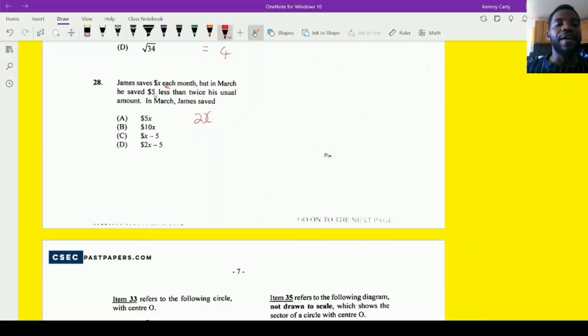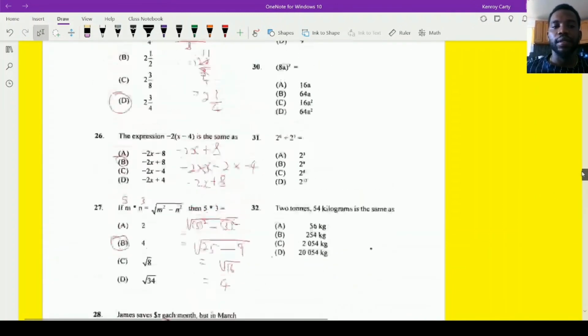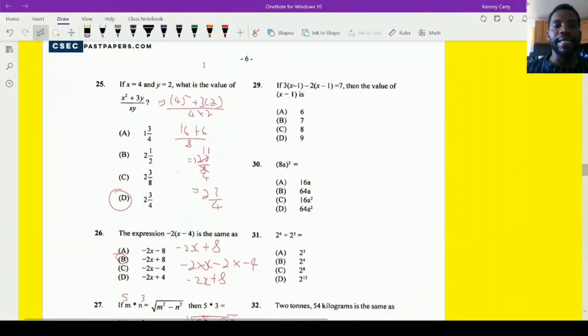And then it's 5 less. And of course, less means subtract. So we subtract 5. So it's 2X subtract 5. That's question 28. Question 29. It says if 3 open bracket x minus 1 minus 2 open bracket x minus 1 is equal to 7, then the value of x minus 1 is.